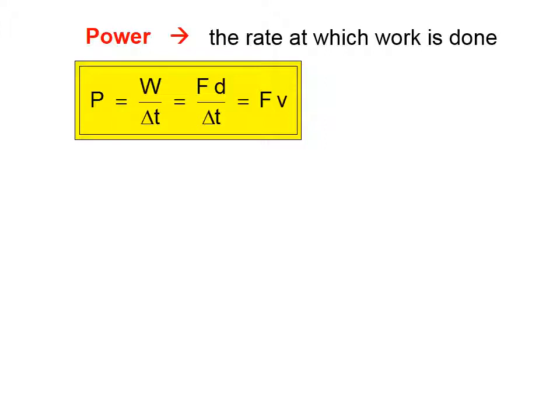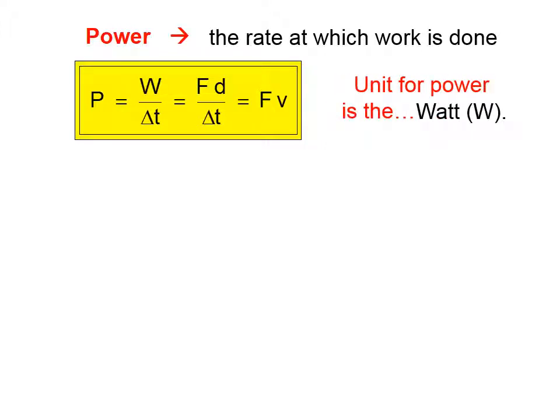Work is force times distance. So work divided by time could also be rewritten force times distance divided by time. And if we look at this distance divided by time portion right there, distance divided by time is speed. So the last version of the power equation is force times speed.